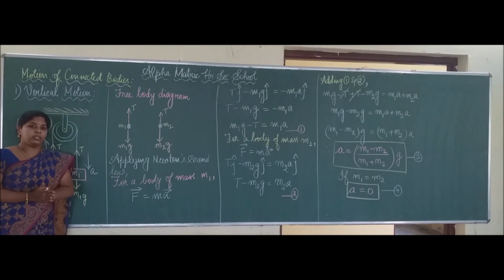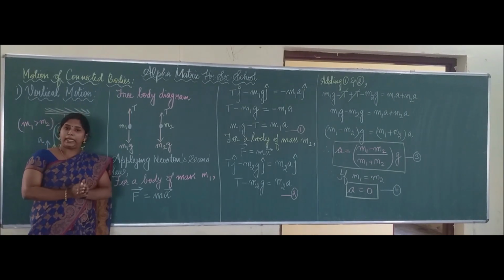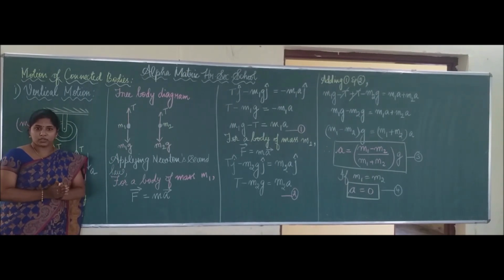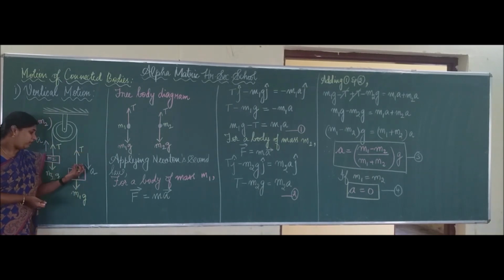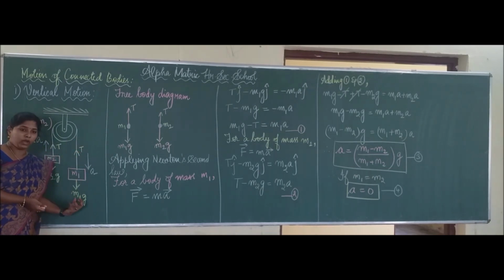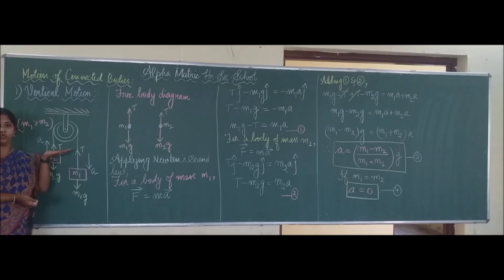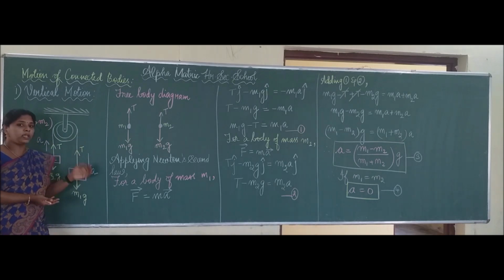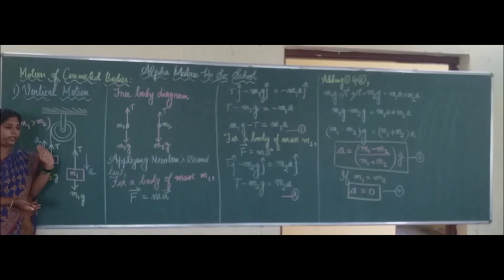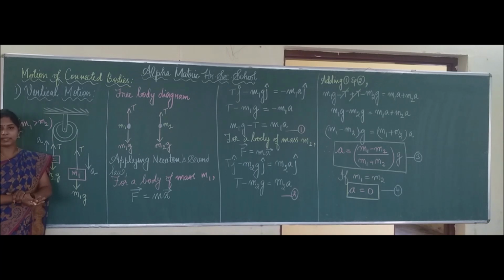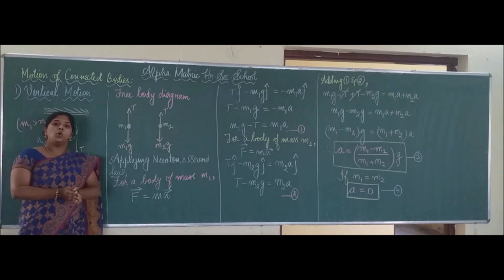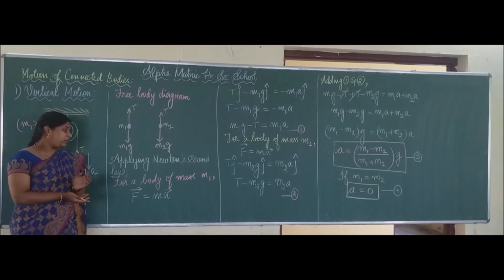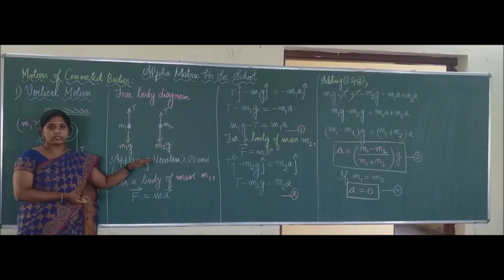In that, we have to find out the tension acting along the string and the acceleration. When you pull the block of mass M1, automatically the block of mass M2 will move upwards, which affects the acceleration, because in one case it moves downwards and in the other case it moves upwards. So we have to find the tension acting along the string and the acceleration, and for that we apply Newton's second law of motion.